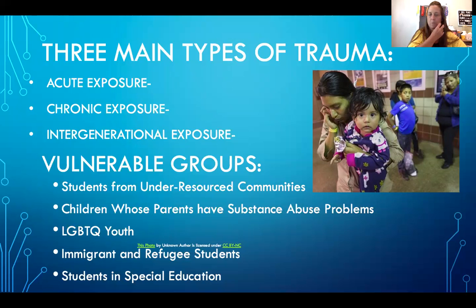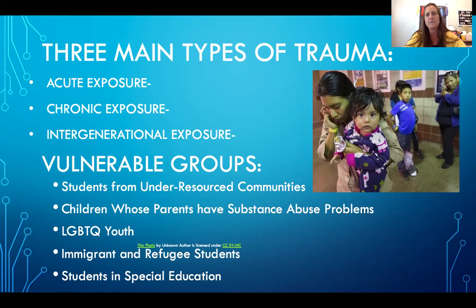The second is chronic exposure. For chronic exposure, that would be a child who has been exposed to domestic violence in their home, or neglect, physical, emotional, or sexual abuse, or homelessness.